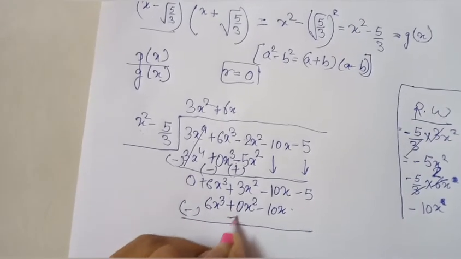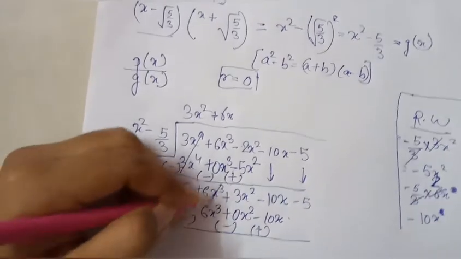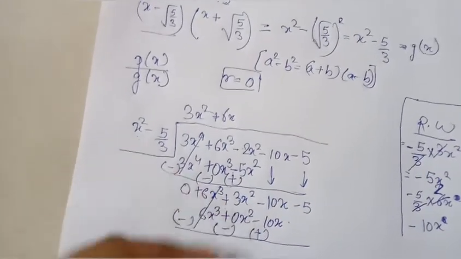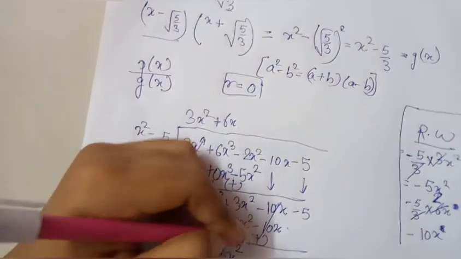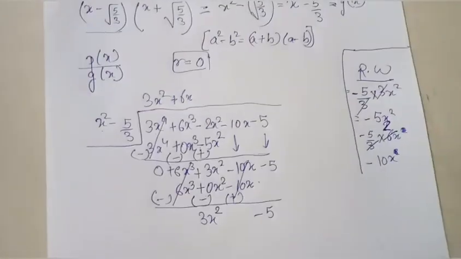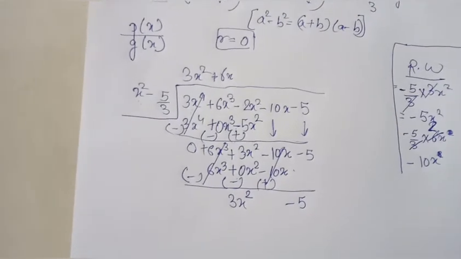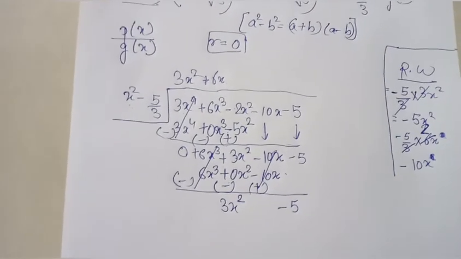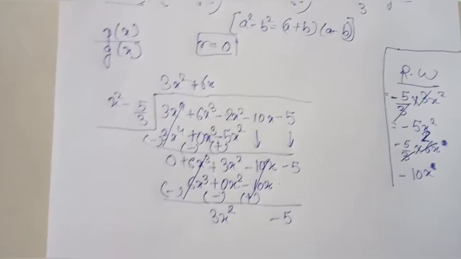Minus plus will become again minus, and minus will become plus, and plus minus now gets cancelled. 3 minus 0 will get 3x square, minus 10x and plus 10x will get cancelled, and minus 5. As you know that it is a factor, so we are going to get the remainder as 0. If we are not getting that, then it is incorrect. We need to understand this in the exam also.